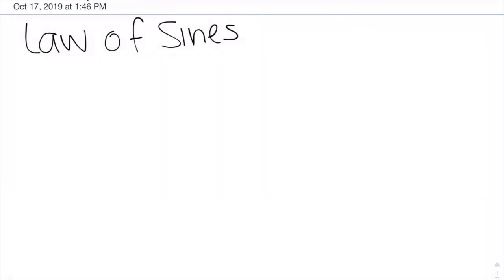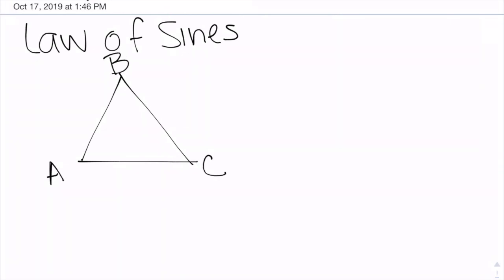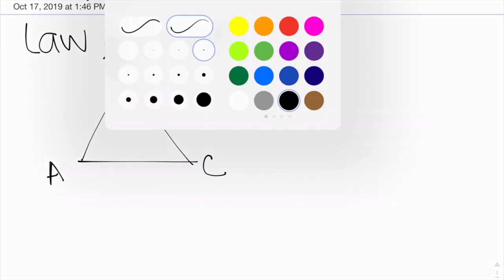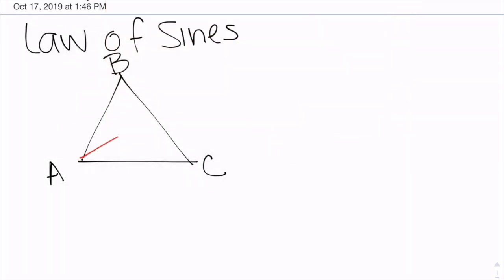Today we're going to talk about the law of sines. And so if we're given a triangle, to label the triangle, the sides opposite of the angle are labeled with the lowercase version of the letter.